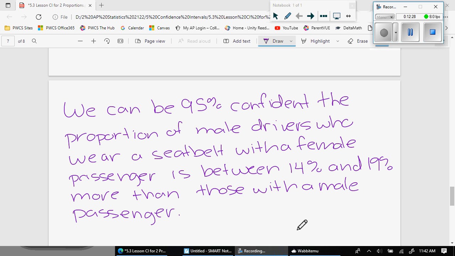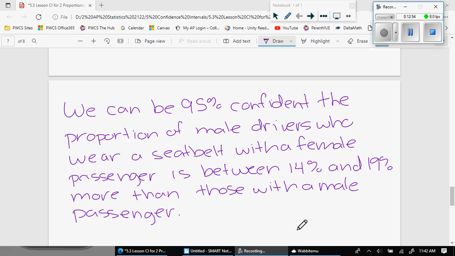So again, we can sort of use the formula. It's just adjusted a little bit, though, because we have to compare between the two groups. So we need to use a comparing word. So we can be 95% confident, state our confidence level. We're talking about proportion, so we want to say the proportion. And then we want to add in our context. We're talking about male drivers who wear a seatbelt. And then we are comparing the seatbelt wearing when you have a female passenger and a male passenger.